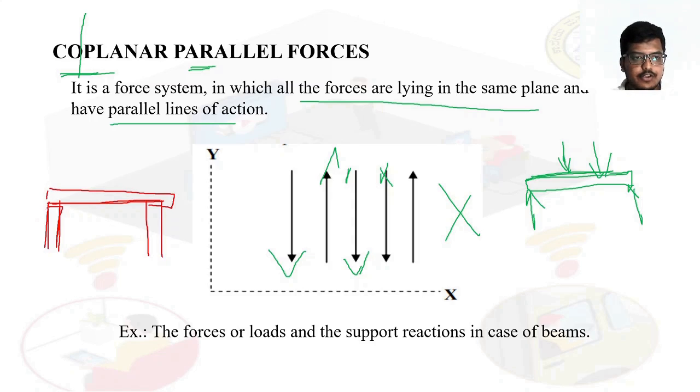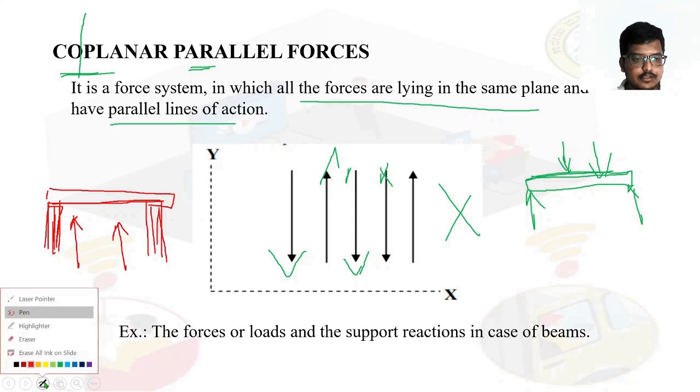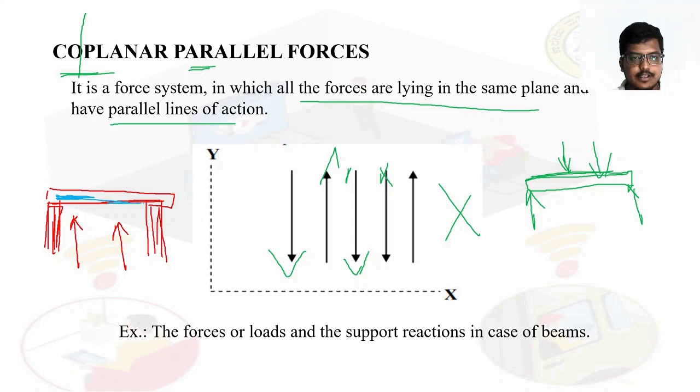So the tabletop is supported by the table legs, right? So the legs' line of action will be like this, because they are holding the table weight, right? It is holding this table weight. So I am representing this leg like this.